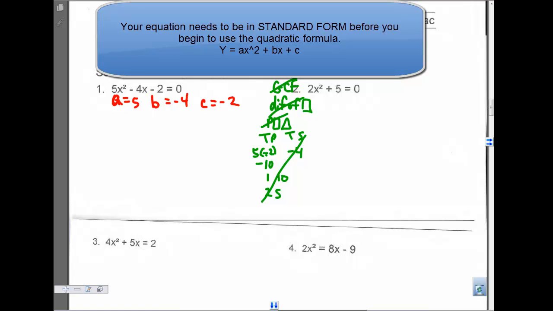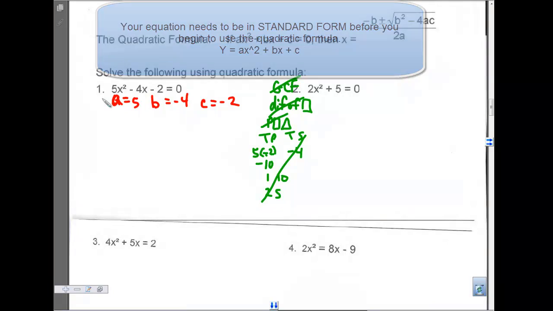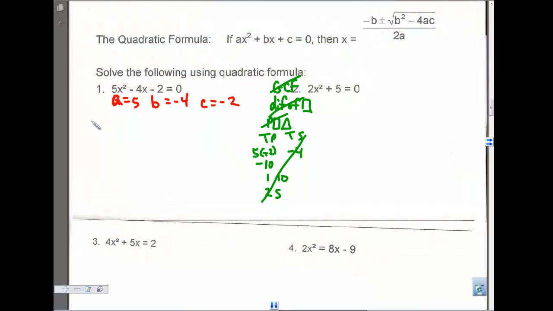We use the quadratic formula by substituting in A, B, and C into the formula. The opposite of B is 4, plus or minus the square root of B squared, which is -4 squared, minus 4 times 5 times -2. This is all underneath the radical, and all of it is over 2 times A.